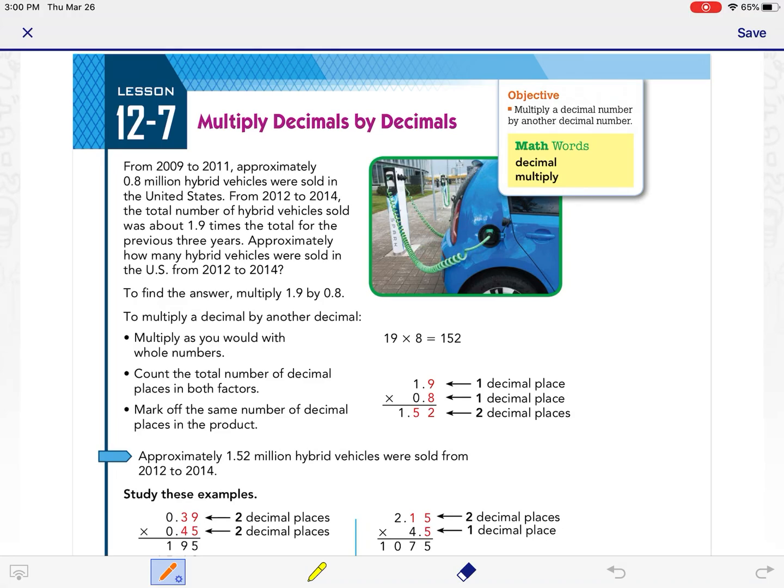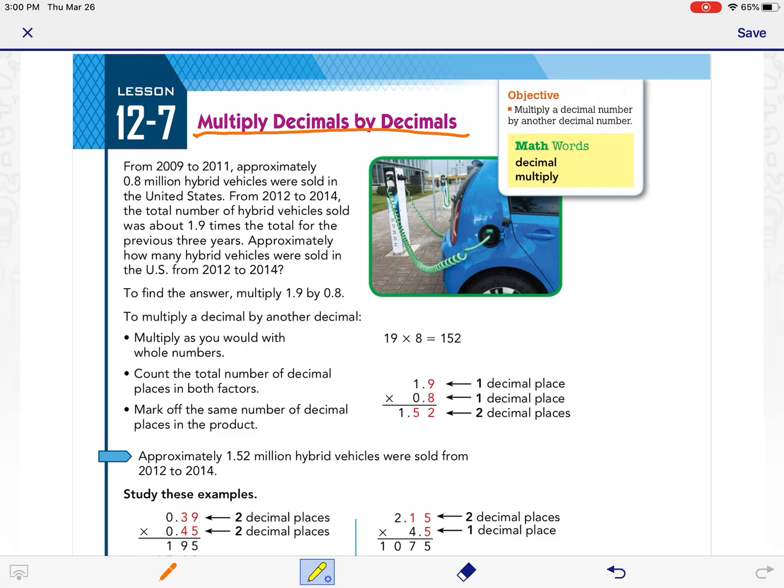We are going to be on math lesson 12.7, so you can open your books to that, or actually you don't even need to open your books. You can just follow along with me here on the screen. I've got it pulled up, multiplying decimals by decimals. This should be kind of review for you. We've hit on this a little bit in the past, but we are going to go ahead and do our lesson today.